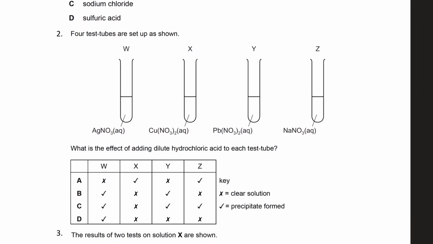4 test tubes are set up as shown. Alright, what is the effect of adding dilute HCl to each test tube? Now, of course, HCl will react with these salts, but not all of them maybe. And it can produce precipitate with silver, with lead. So we can say that with 2 of these, it's going to form a precipitate, which is silver and lead. So that's going to be W and Y. And then with the rest of them, it will not produce a precipitate. It will be a clear solution. So our answer is going to be B.